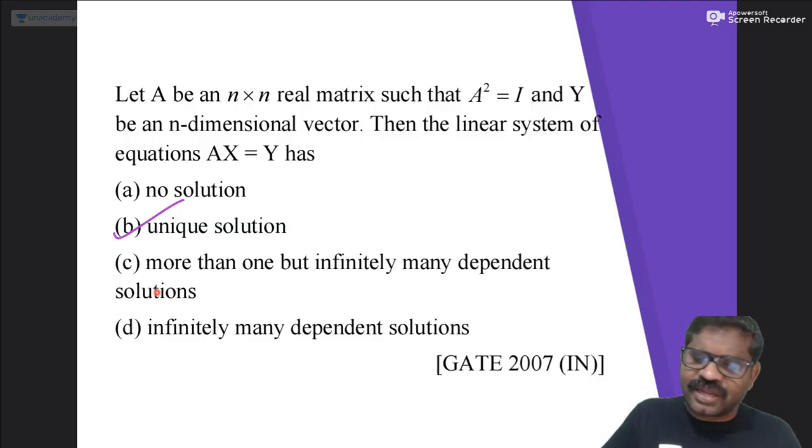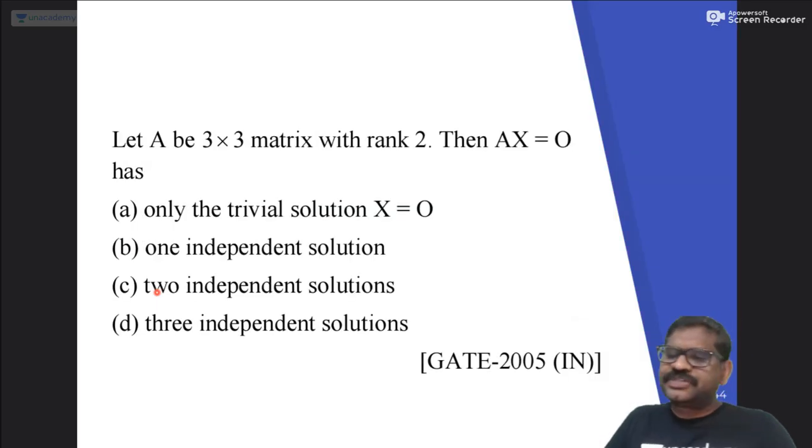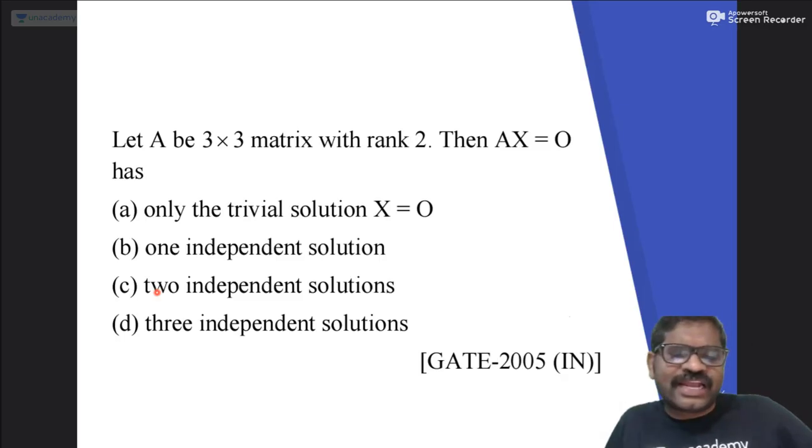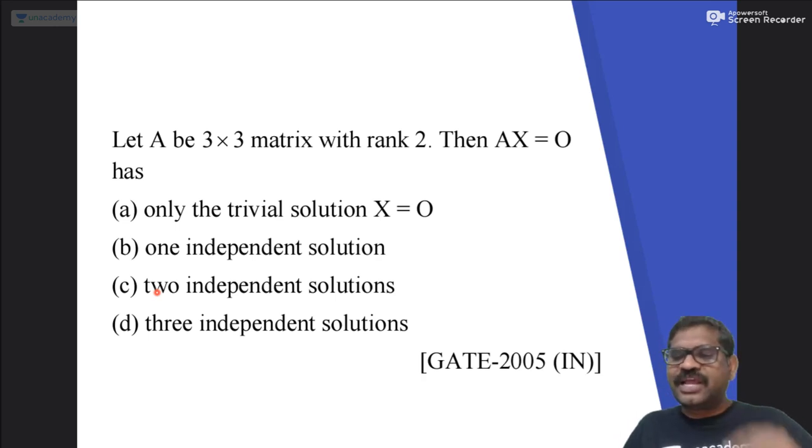Observe next column. Matrix A, 3 cross 3 matrix with rank 2. Then Ax equal to 0 has trivial solution only when x equal to 0, only one independent solution, or two independent solution, or three independent solution. Which one? Observe here.